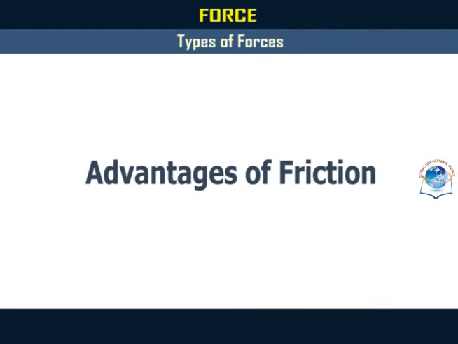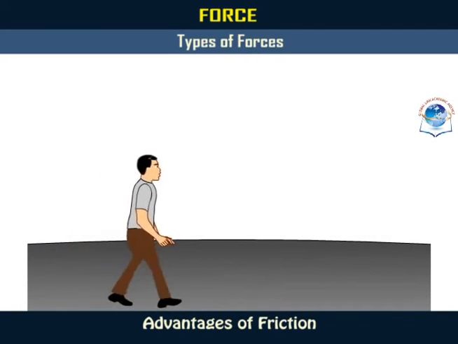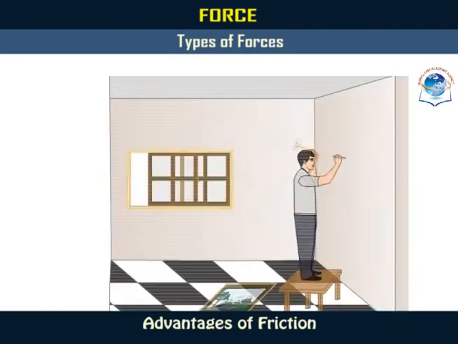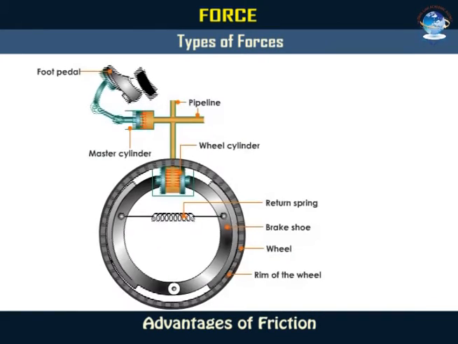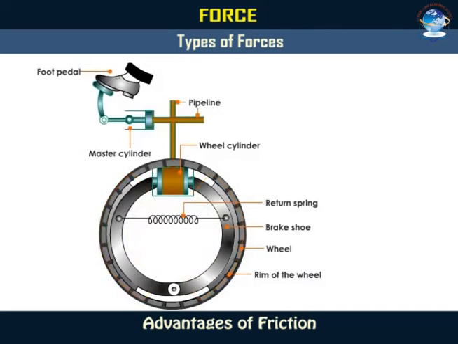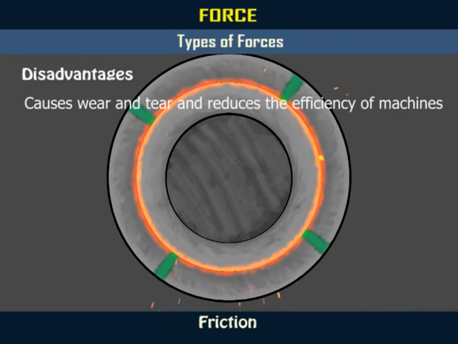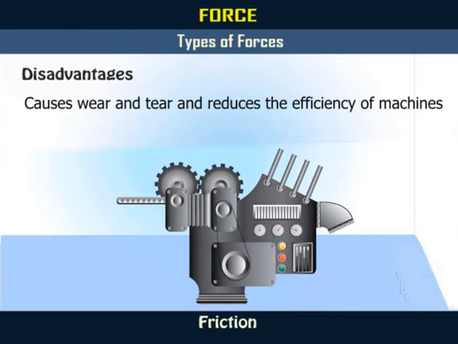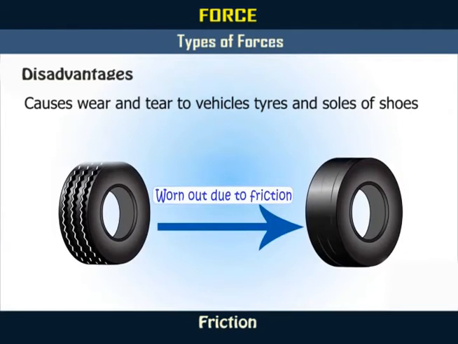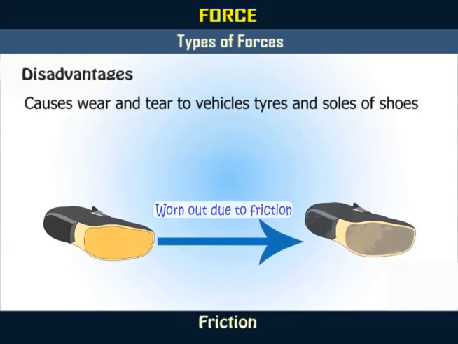Friction is advantageous because it allows us to walk on the ground without sliding. It also helps in hammering nails into a wall and braking of motor vehicles. However, because of friction between moving parts, it causes wear and tear and also reduces the efficiency of machines. It causes damage to vehicle tires and soles of shoes.